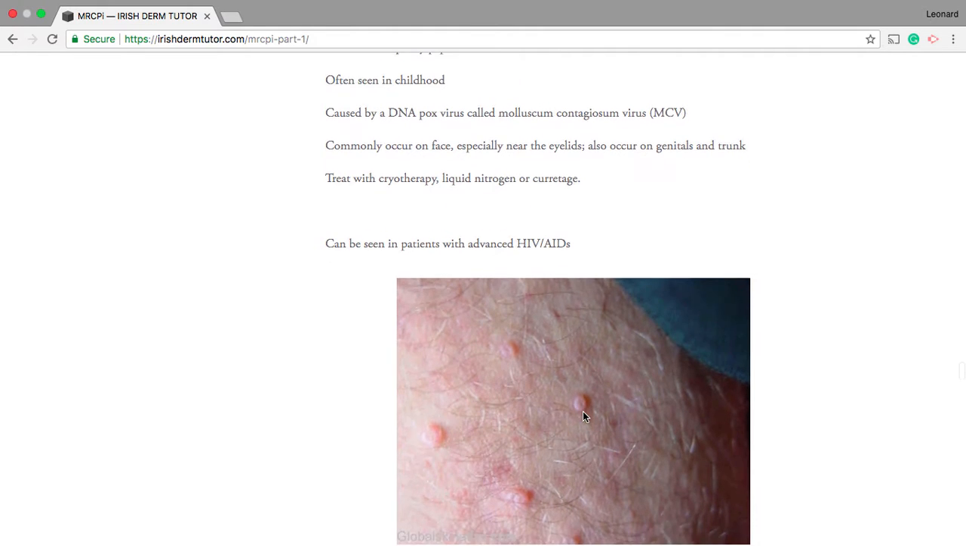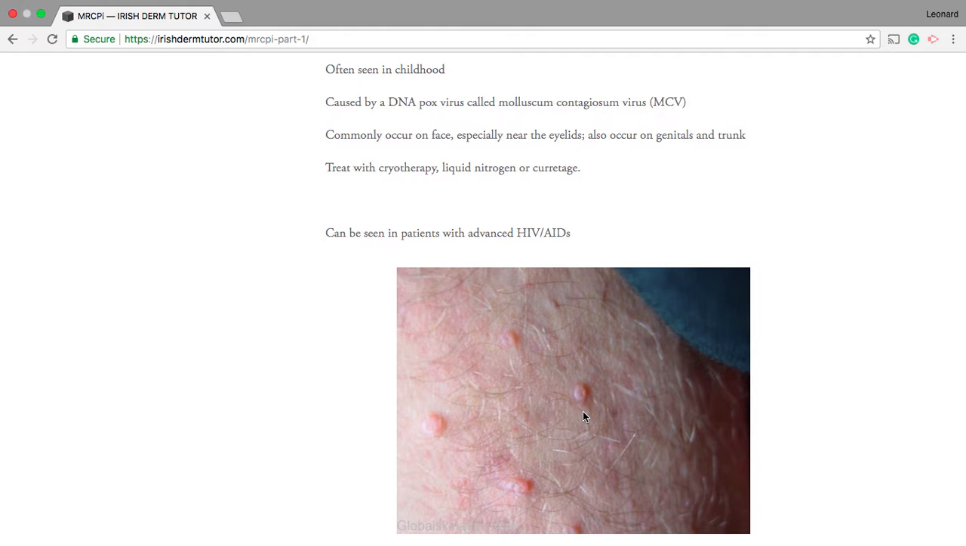They can be quite widespread, and they often occur on the face, especially near the eyelids, but also on the genitals and trunk. Oftentimes, I've written here treat with cryotherapy or curettage, but oftentimes you just reassure the parents in most cases, and it will often go after about 12 to 18 months. It can be spread through water, so if people are sharing baths or anything, it can be spread through that. It can be more widespread in patients with advanced HIV and AIDS, and it can be quite severe in these cases.